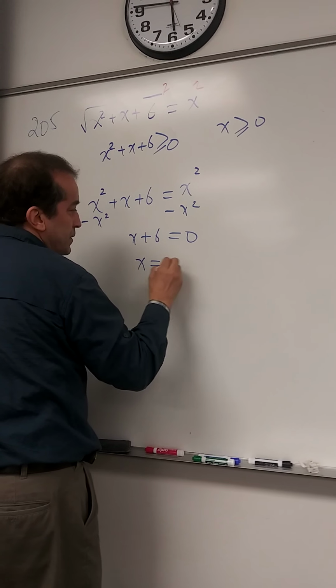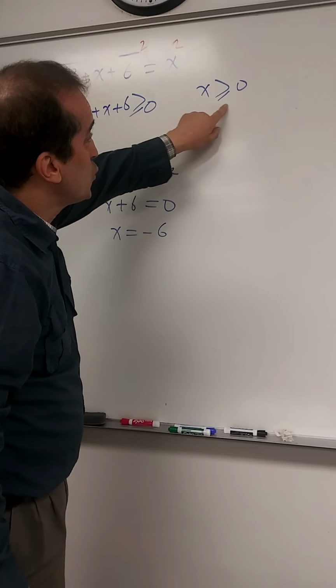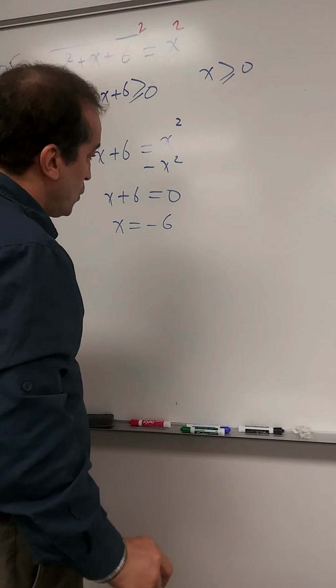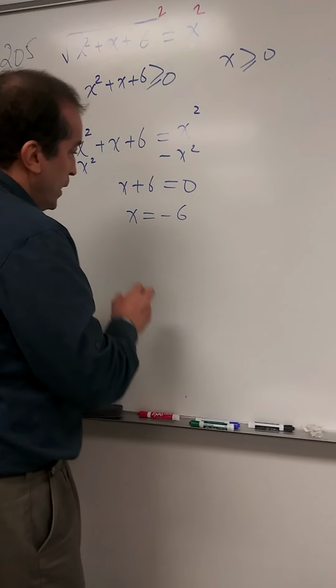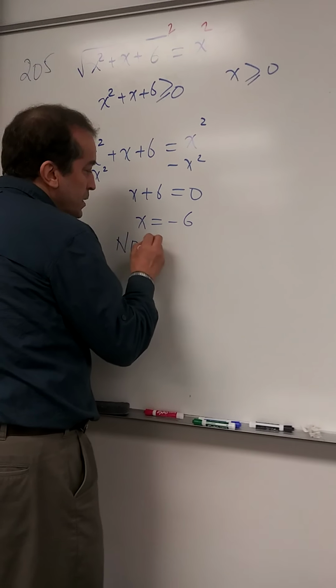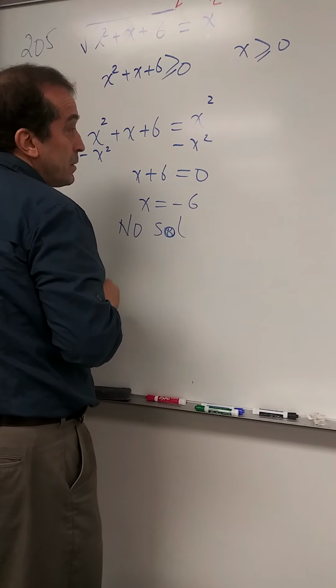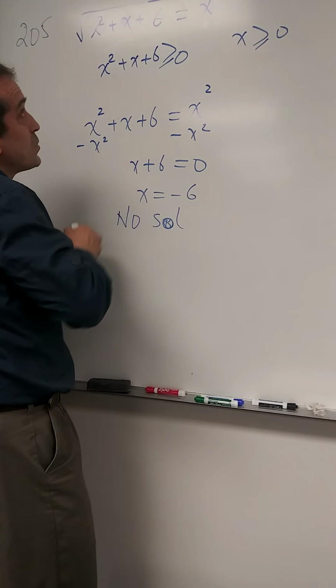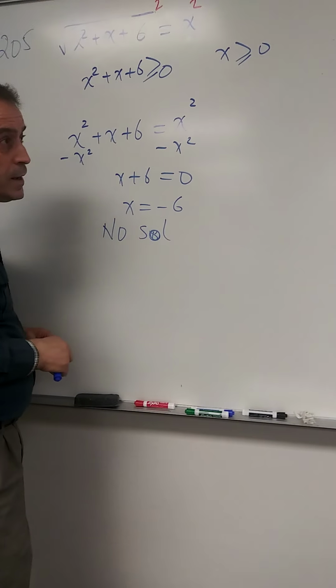X equals negative 6. We said the right side was x, and x should be greater than or equal to 0. X can't be negative because x is on the right side. So there's no solution, because the only solution we got was negative, and x can't be negative. X will have to be positive because the right side and the left side must both be positive. So this problem has no solution.